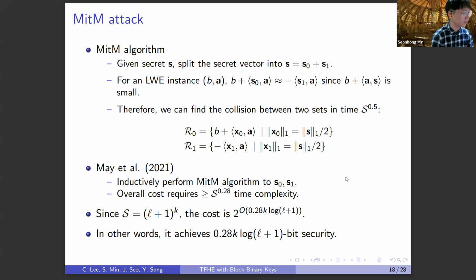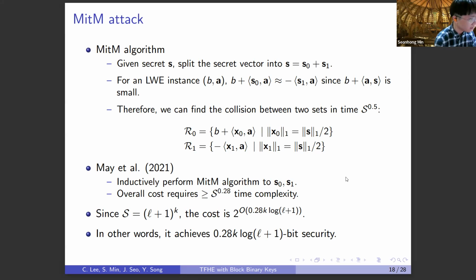The meet-in-the-middle attack was recently improved by May et al. in 2021. In a nutshell, it inductively performs the meet-in-the-middle attack on S0 and S1 as well. So the overall cost requires |S| to the 0.28 time complexity, where |S| denotes the entropy of the secret. So we can just think of the worst time complexity, the worst case.